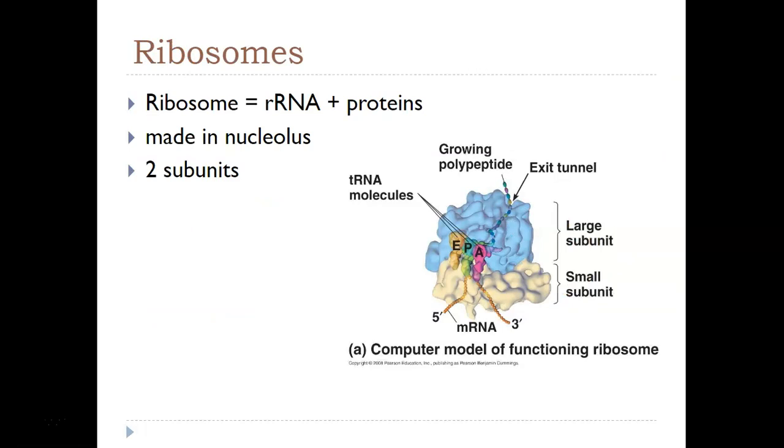All right, the ribosome itself is made up of rRNA and proteins, and it has two subunits. It's made in the nucleolus, which is the nucleus of the nucleus, and has a big subunit and a small subunit. And within it, there's kind of this site of protein translation where there's three slots, the A, P, and E regions, and we'll talk about those in a minute.